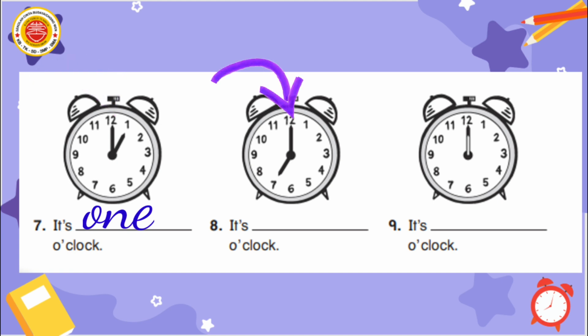Selanjutnya, perhatikan gambar jam pada nomor 8. Jarum panjang mengarah kepada angka 12, sedangkan jarum pendek mengarah kepada angka 7. Jadi, jam berapakah ini? Ya, benar. Jam 7 or 7 o'clock.